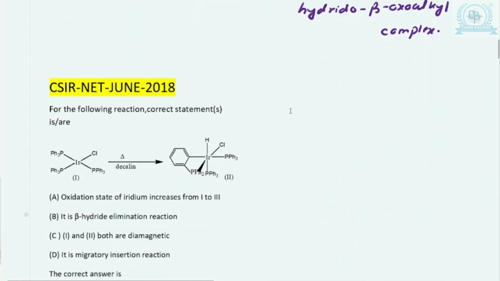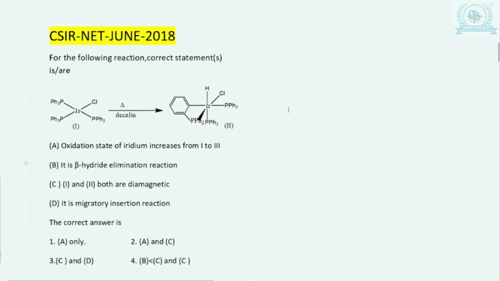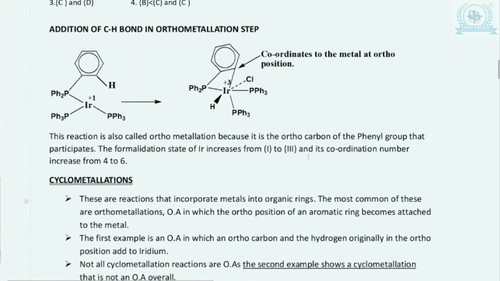This is CSIR-NET June 2018. They are asking you, this is very important. Let me solve this, and to solve this question, let us study these notes first of all. Basically, this is the addition of the CH bond in the orthometallation step.